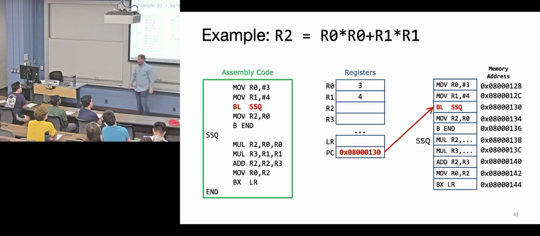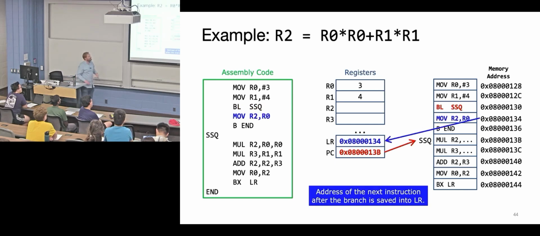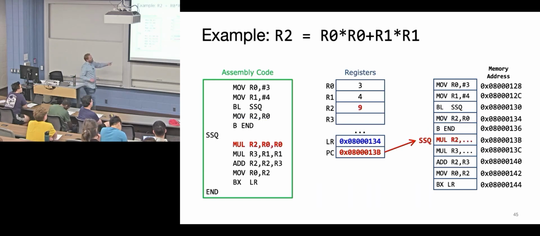So now we know where to go. Before we branch, we need to store the next instruction in the link register, so when we return from that branch, we know where to go. Here, that address gets stored into the link register, and then we branch to that location. Now we're going to multiply. This didn't all fit in there, but we're going to do this instruction here. We're going to multiply R0 by R0 and put it into R2.